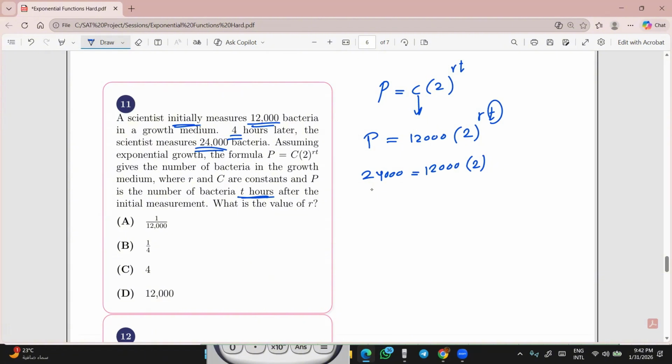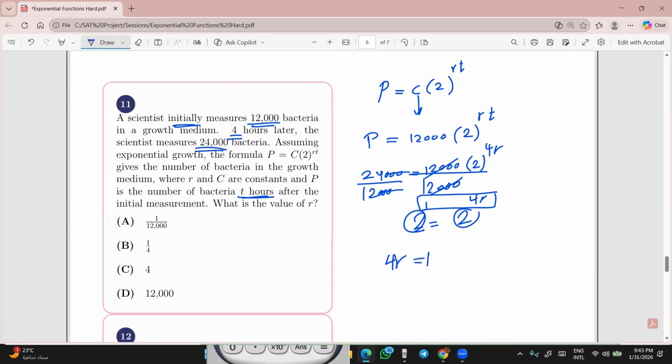And T with 4. So 4 times R is 4R. Now we can simplify this by dividing by 12,000. Cancel these out. 2 to the power of 4R is equal to this. This is equal to 2 because 3 zeros are cancelled and 24 divided by 12 is 2. And of course, if it's 2, it should be 2 to the power of 1. Because the base is the same, the exponents are the same. 4R is equal to 1. We divide by 4 to get R is 1 over 4, letter E.